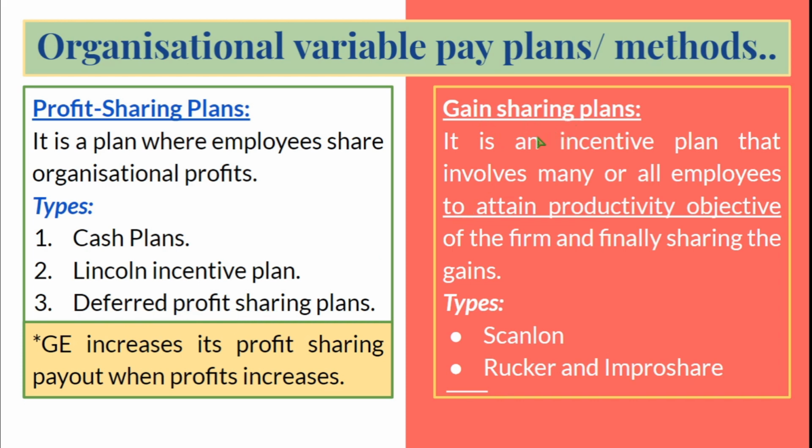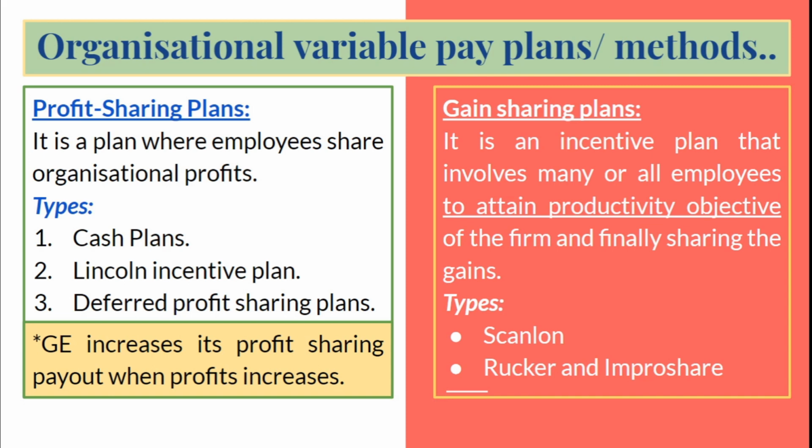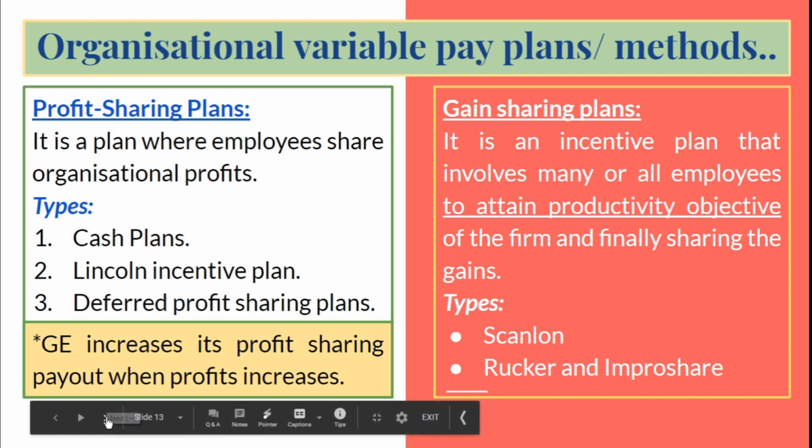It is an incentive plan that involves many or all employees to attain the productivity objective of the firm, and finally sharing the gains. The two most important group sharing plans are Scanlon, and the second is Rucker and ImproShare. Scanlon is an incentive plan developed in 1937 by Joseph Scanlon and is designed to encourage cooperation, involvement, and sharing the benefits. Similarly, the Rucker and ImproShare plans encourage sharing and productivity. All right.